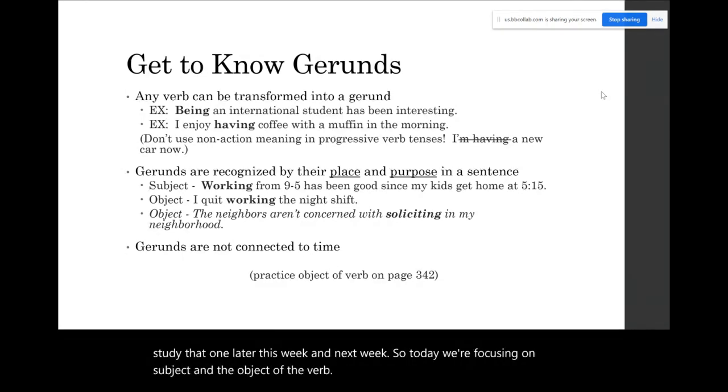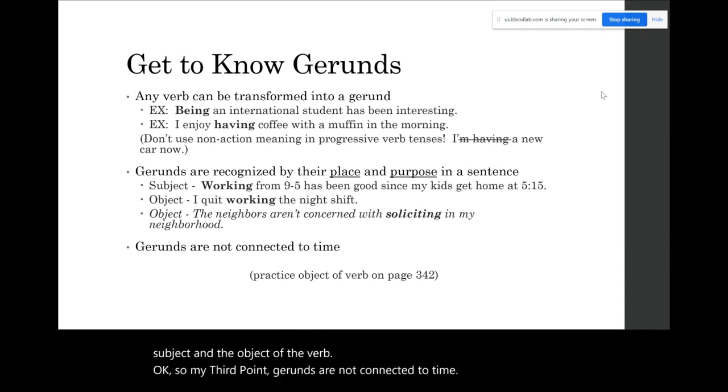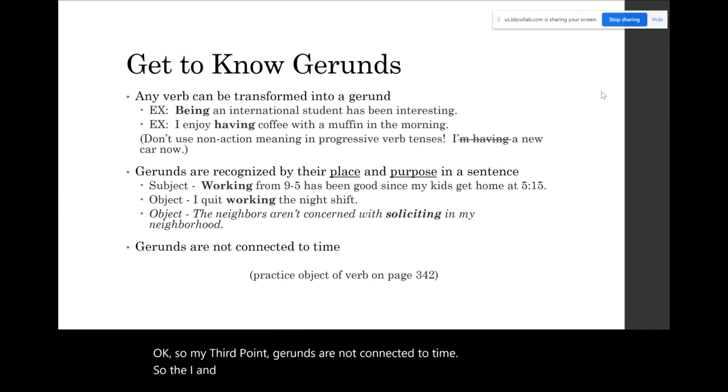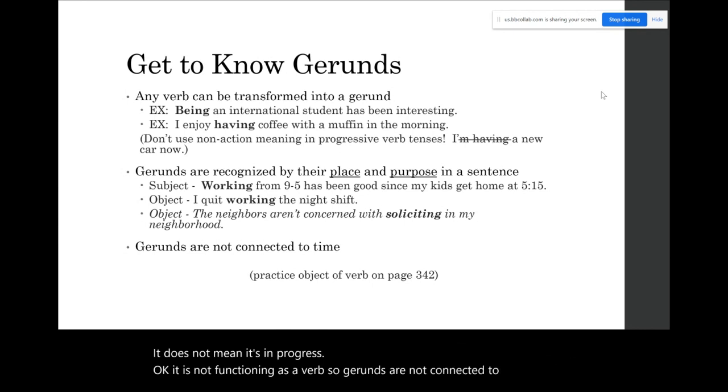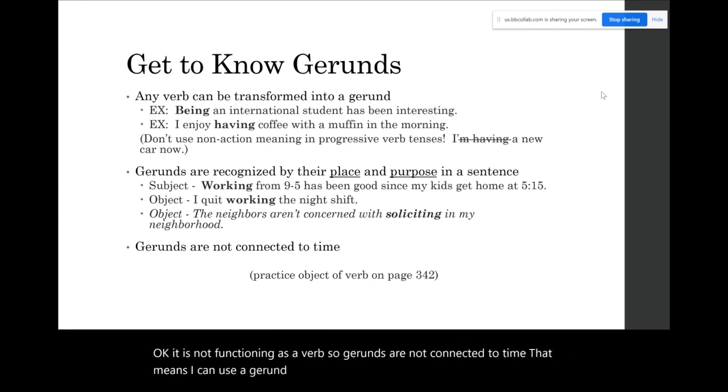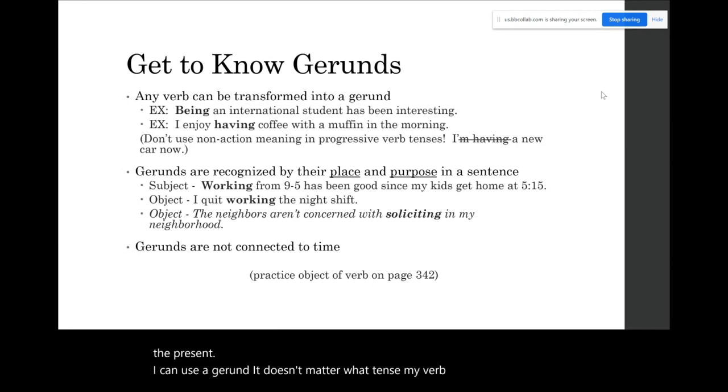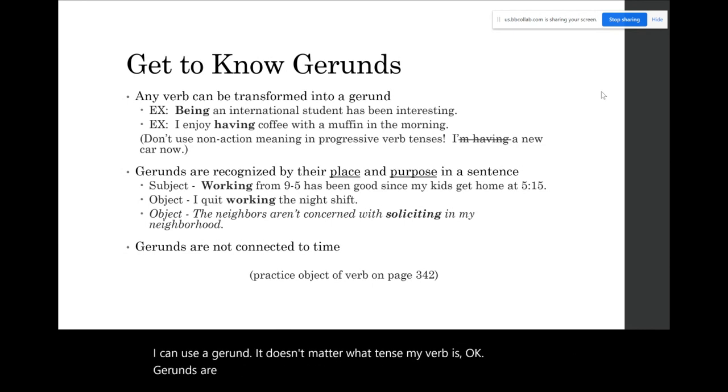Okay, so point, gerunds are not connected to time. So the ing on a gerund does not mean it's now. It does not mean it's in progress. Okay? It is not functioning as a verb. So gerunds are not connected to time. That means I can use a gerund in a sentence about the past, about the future, about the present. I can use a gerund no matter what tense my verb is. Okay? Gerunds are not connected to time.